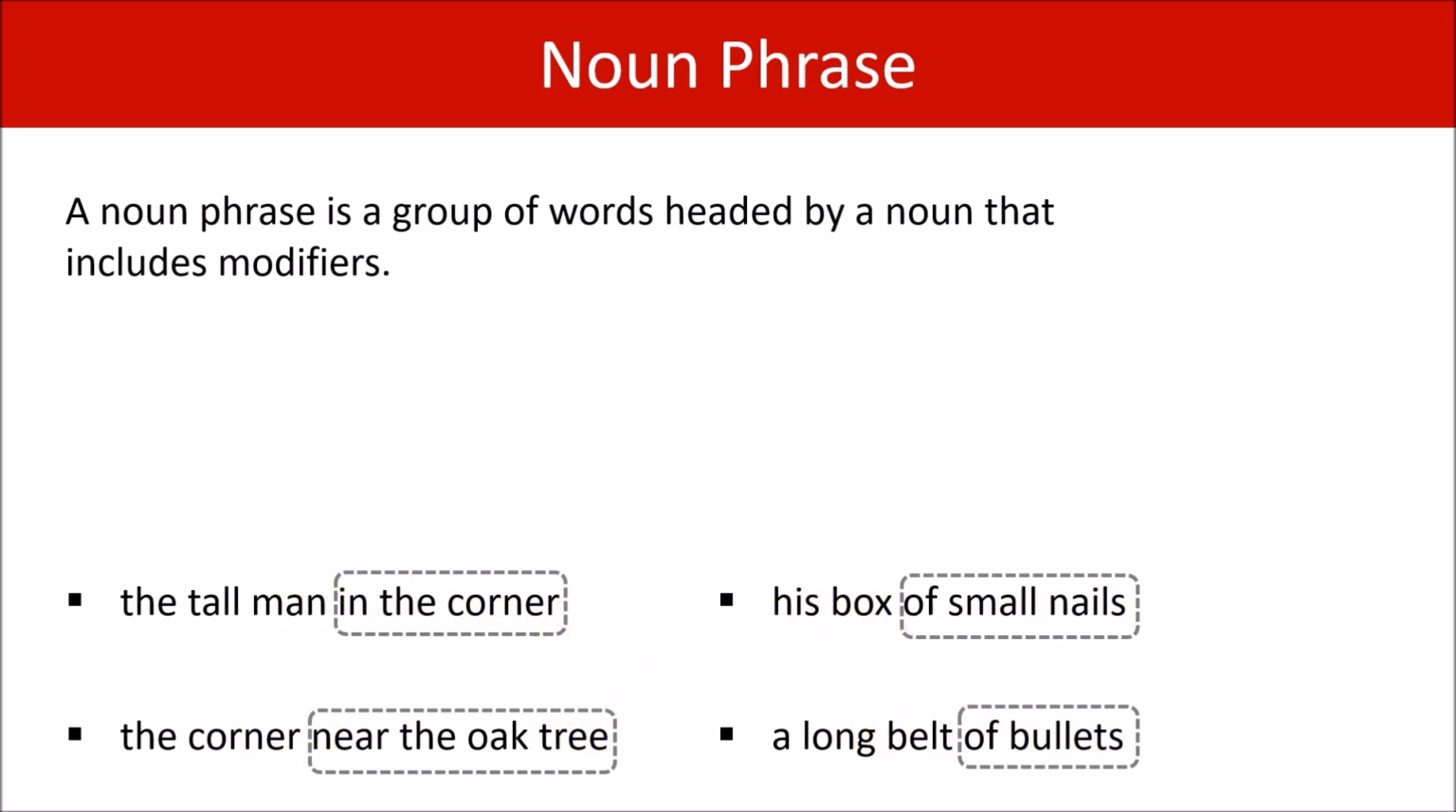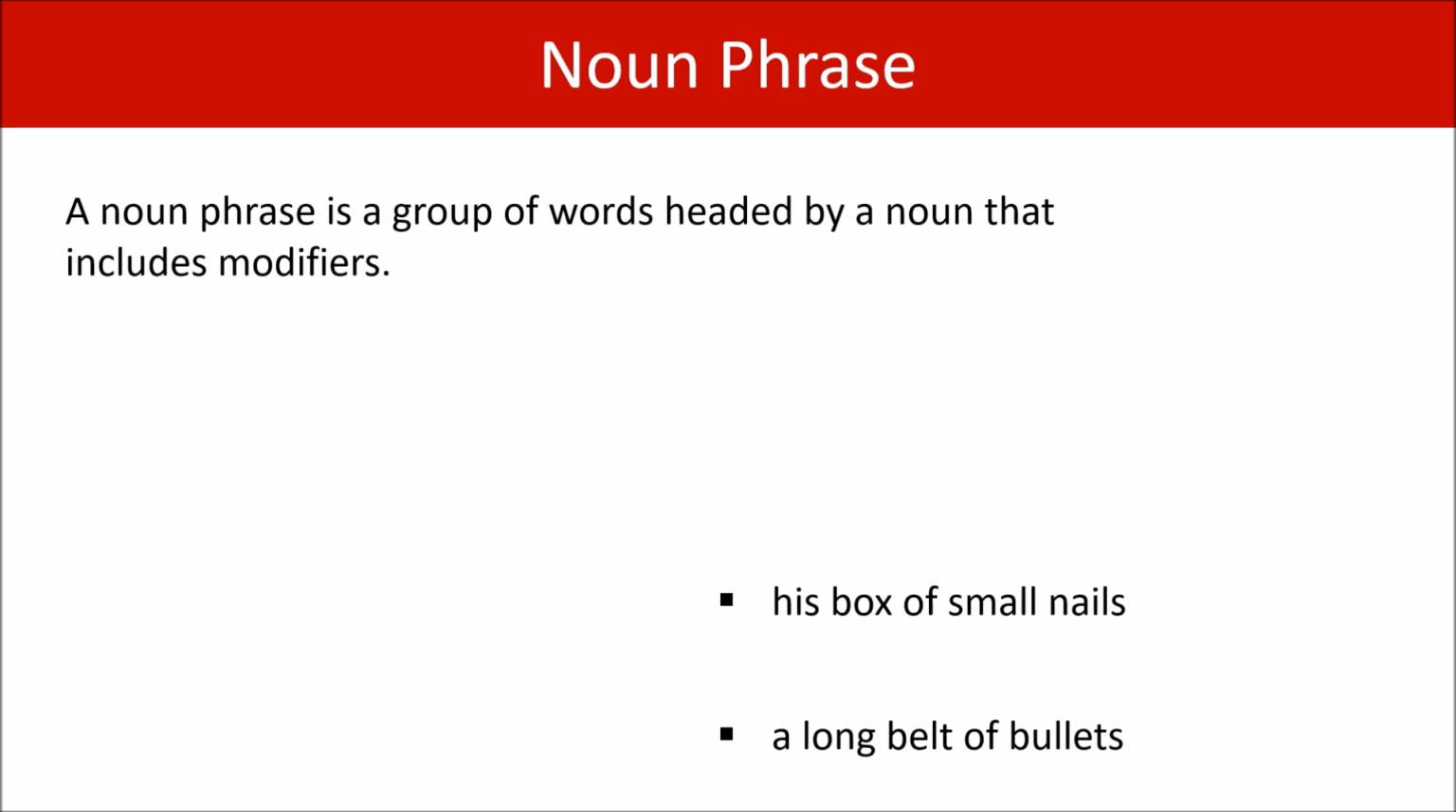Okay, let's get rid of some of that. You might have noticed we didn't talk about these words. These words are not modifiers. These words are called prepositions. Prepositions are used to show relationships between words. We have a whole lesson on prepositions. In our first example, the word in shows the relationship between the corner and the tall man. And the one underneath it, near, shows the relationship between the oak tree and the corner. Okay, that's enough on prepositions.